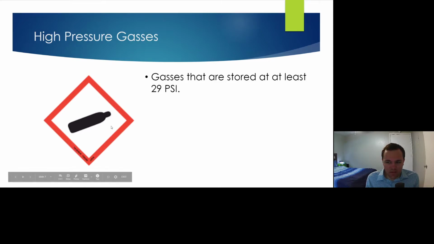They'll also put this on those self-igniting chemicals we talked about earlier. All right, this little air cylinder, this is going to be put on anything that is stored under pressure at least 29 psi. So even if the chemical itself isn't harmful, like if you've got a scuba tank that just has oxygen and nitrogen in it, it will have this symbol on it because it's stored under high pressure, which means that if that tank gets ruptured, it can cause all kinds of issues with a big pressure release that can be potentially dangerous. So this doesn't have to do so much with the chemical itself, but just with the way that it is stored.